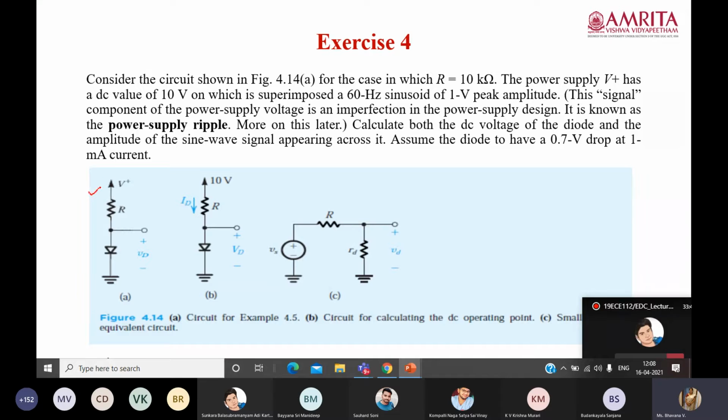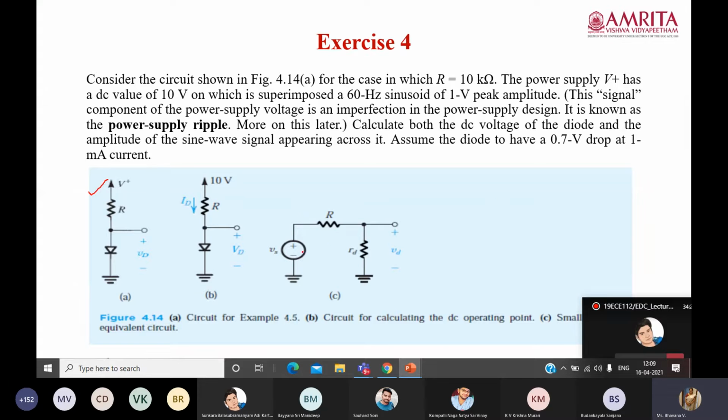Draw figure A. Figure A and figure B are the same, only the currents and voltages are indicated. Figure B is to determine the DC voltage. Figure A is the circuit diagram given in the question. Figure B is the equivalent circuit we have drawn.